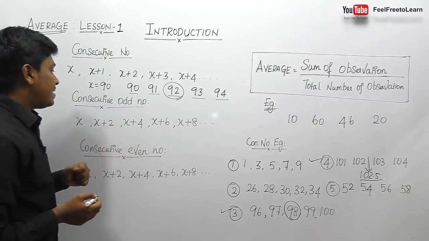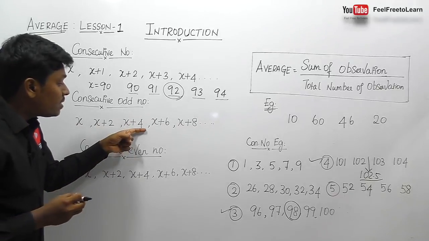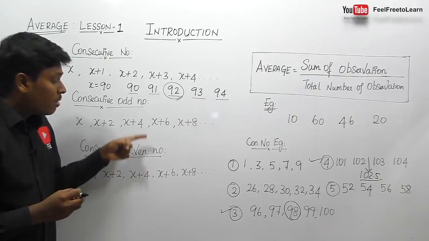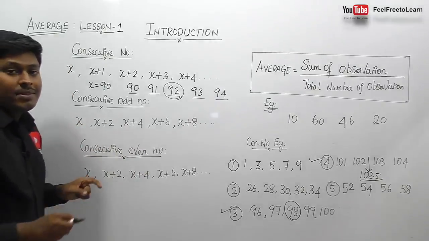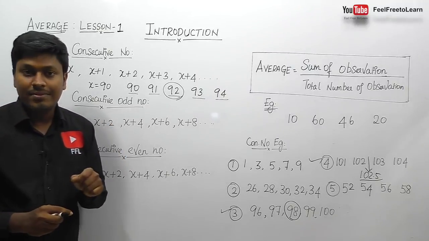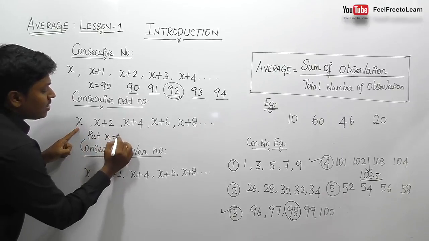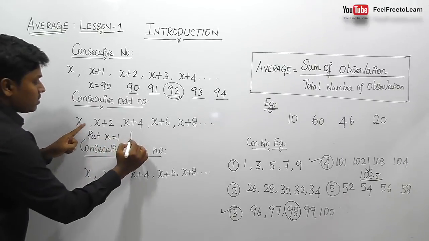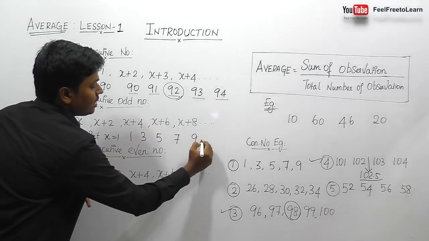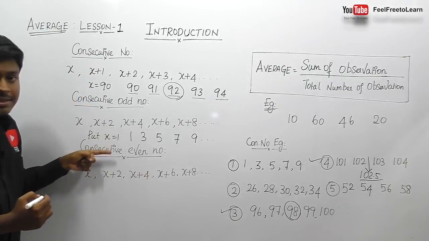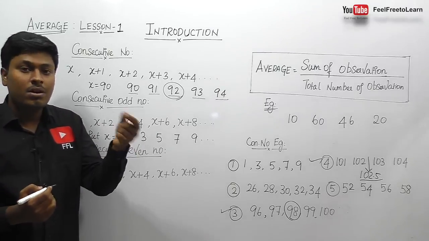So friends, the second case is consecutive odd numbers and consecutive even numbers. Both the formulas are the same. The value that you substitute for x decides whether the result will be consecutive odd numbers or consecutive even numbers. Listen here friends, if I put x is equal to 1, it is an odd number, right? So the result will be 1, then 1 plus 2 will be 3, 1 plus 4 will be 5, 1 plus 6 will be 7, 9 and so on. Here both formulas are the same, but the value we substitute for x decides whether the result is consecutive odd or consecutive even.